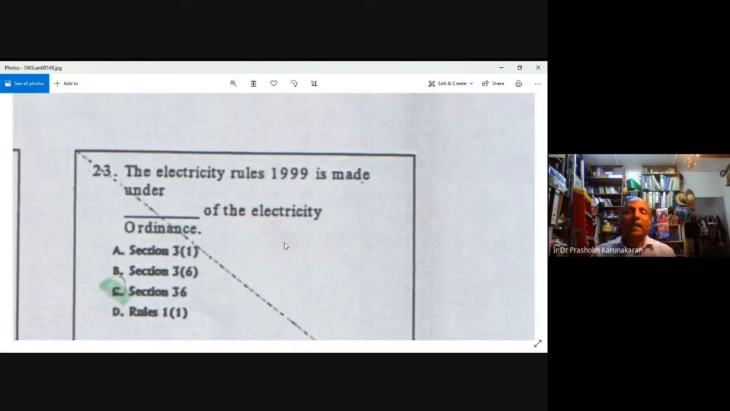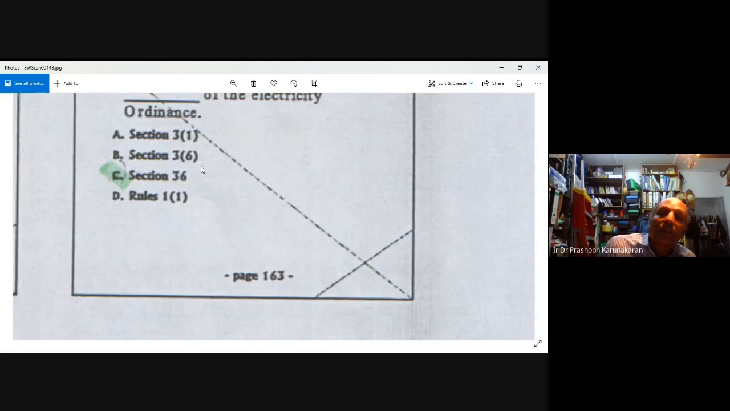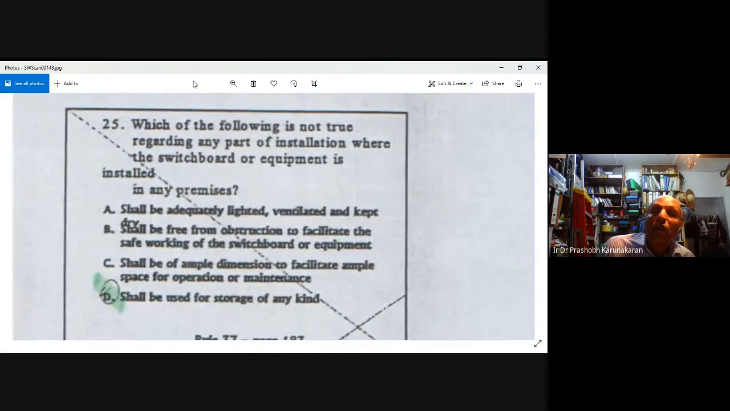The Electricity Rules 1999 is made under Section 36. So you want to think like this, otherwise I have to memorize. Okay, we can read through. Which of the following is not true regarding any part of installation where the switchboard or equipment is installed in any premise? It should not be used for storage of any kind.